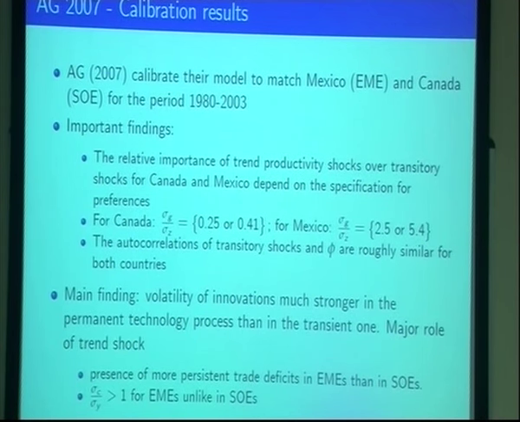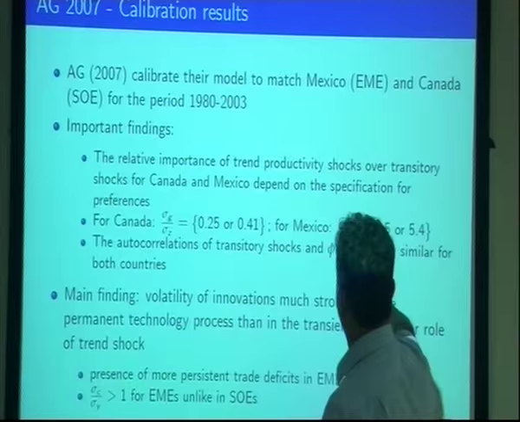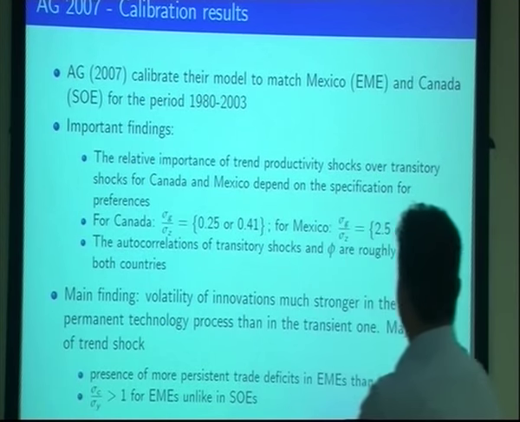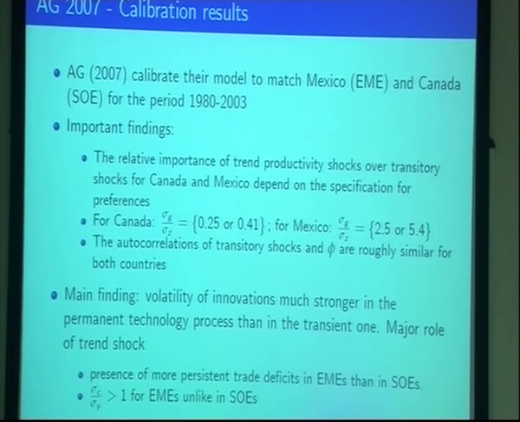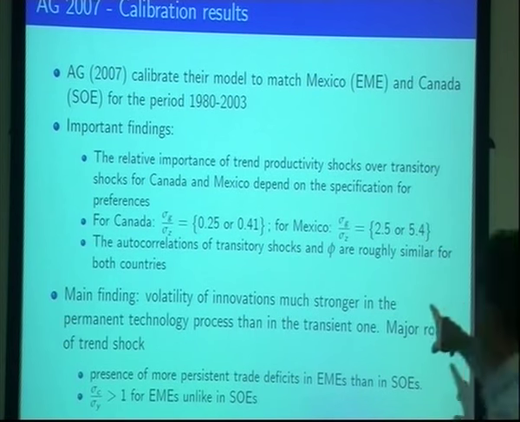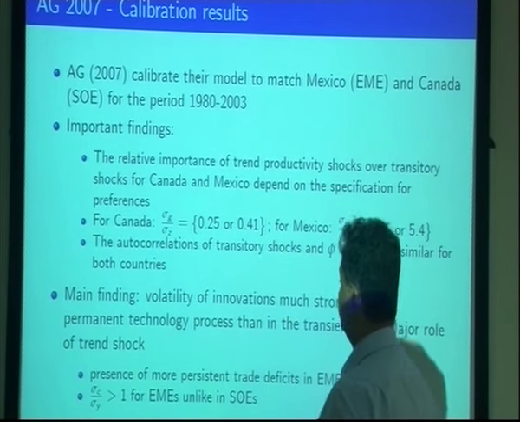Make sense? And they think of Mexico being more prone to these kinds of trend shocks. So when they estimate this stuff using the Kalman filter, they end up getting these values for Canada, and they end up getting these values for Mexico. So that seems to accord with their theory. They end up showing that you get sigma G over sigma Z to be 0.25 and 0.41 for Canada, and for Mexico it tends to be 2.5 or 5.4. In other words, for the less developed country, the relative importance of the trend shock is higher. Okay?